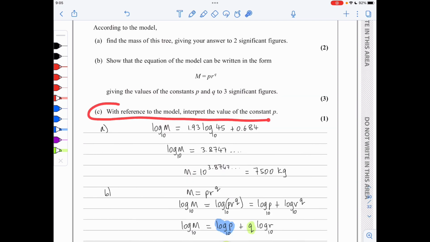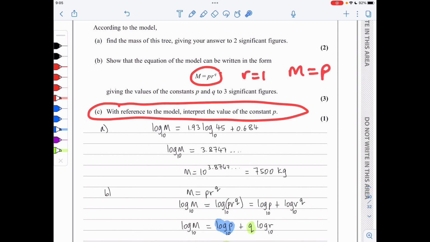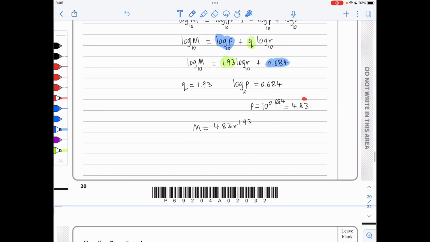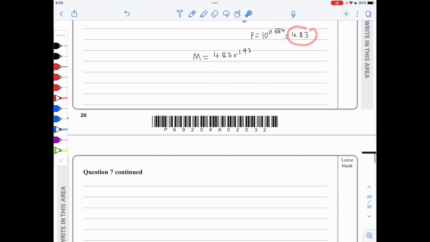In C, we are asked to interpret the value of the constant P, and we notice that when R is 1, then irrespective of the value of Q, capital M will be P. So in other words, the P we found, the 4.83, should be the mass of a tree having a base radius of 1 centimeter. So that's going to be our answer to part C.